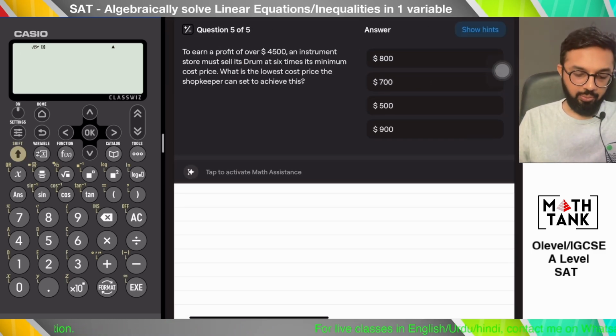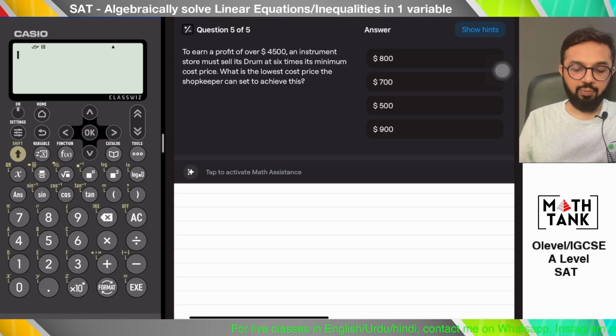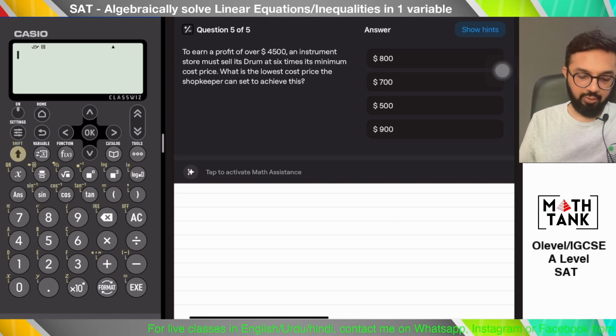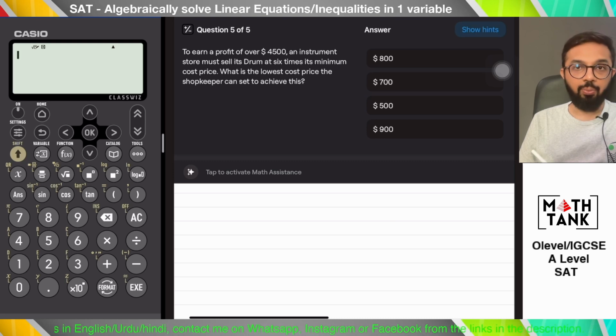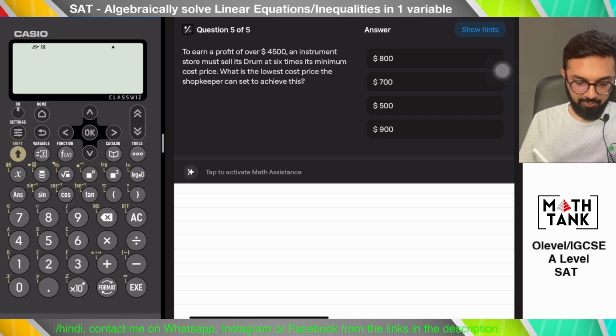Okay, to earn a profit of over $4,500, an instrument store must sell its drum at 6 times its minimum cost price. What is the lowest cost price the shopkeeper can set to achieve this? Okay, so let's say the cost price of the drum is D and the selling price should be 6D.